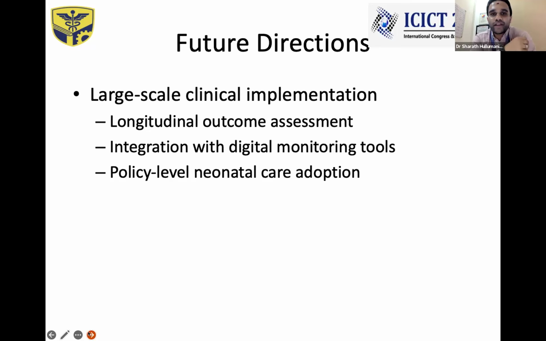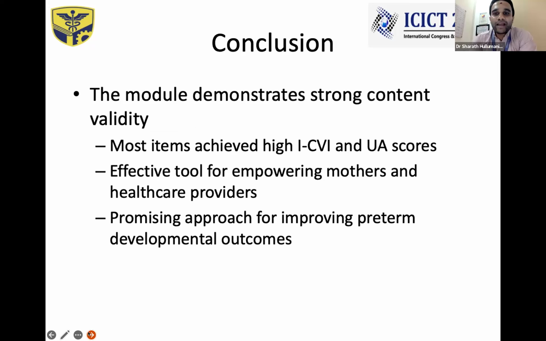For future direction, large-scale clinical implementation has to be done, longitudinal outcome assessment has to be done, and we can also use it for policy-level neonatal care adoption according to the Indian neonatal scenario. As we are a low-income country, we can proceed with this particular module accordingly.